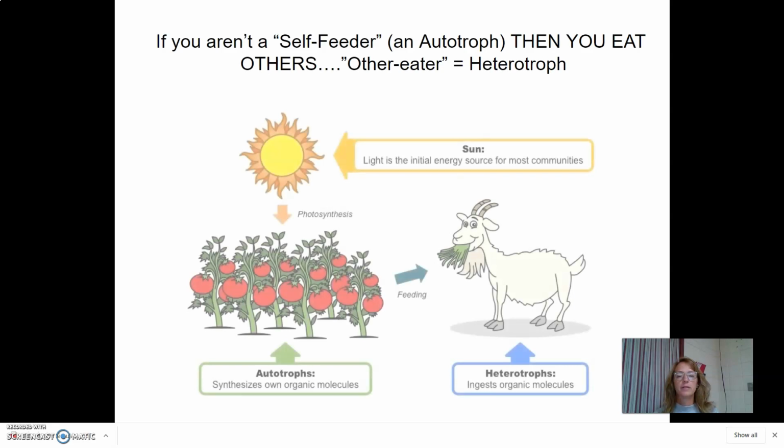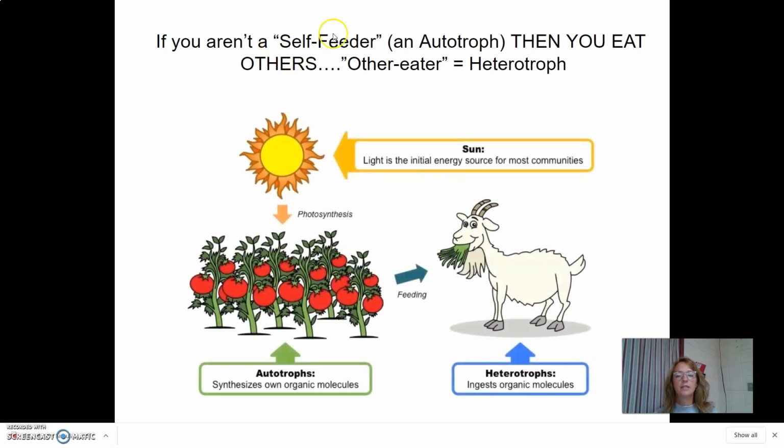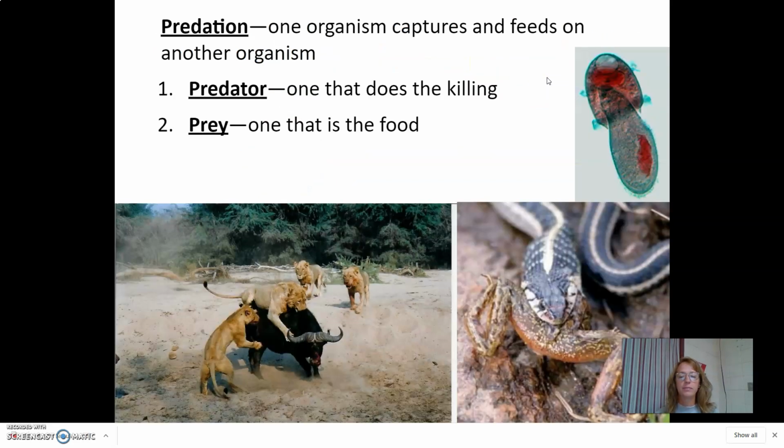Okay, so another way of looking at it, if you are not a self-feeder, you're not a plant, then you are an other feeder. The other word for that is heterotroph. The prefix hetero means other. Again, troph means to feed. So you feed on others. Know the definition of predator and what a predator and prey is. Please write that down. This should be in blue, but it's not.